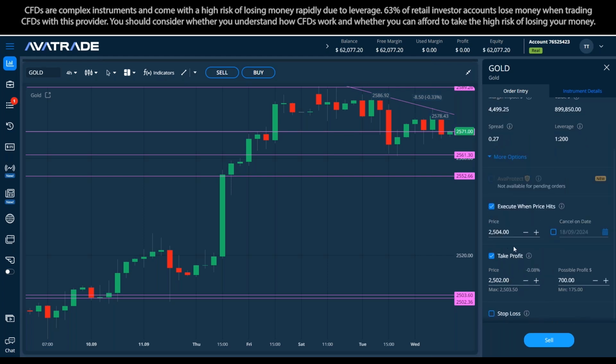Take profit. I'm sorry, I need to put the execute when price hits. 25.52, it needs to break below. So let's say 25.49. If it hits 25.49, it cleared all of this support here. Okay, so 25.49 for the execute when price hits. This is where I want to put the 25.03, 25.04 for the take profit. Don't mix up your entry price with your take profit, which I think I just did.